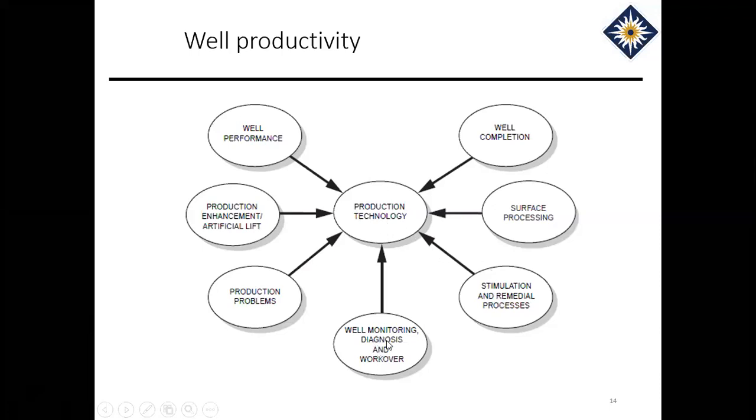Monitoring, I talked about it. We have to diagnose why the production has declined, why water production has increased, what is the reason. We have to monitor. And production enhancement using artificial lift methods. I just showed you the pumps and plungers and gas lift and so on. Well completion is about the casing and tubing design. And performance, which is how much it can produce.